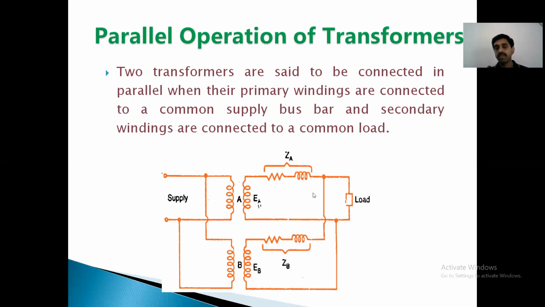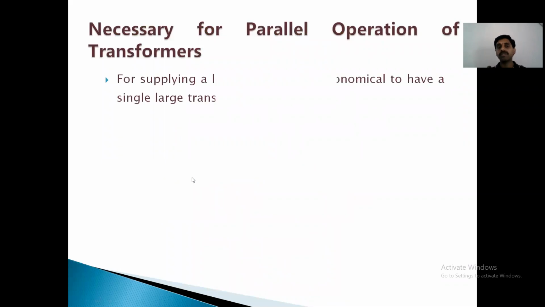This is ZA of the transformer, either Z1 or ZA, anyway you can say. This is ZB. They are supplying I1 plus I2, because the current is divided into two parts. I1 plus I2 is equal to IL, the load current here. The power supply is same, they are connected in parallel. Load means the current. So the necessity of parallel operation you have already seen.